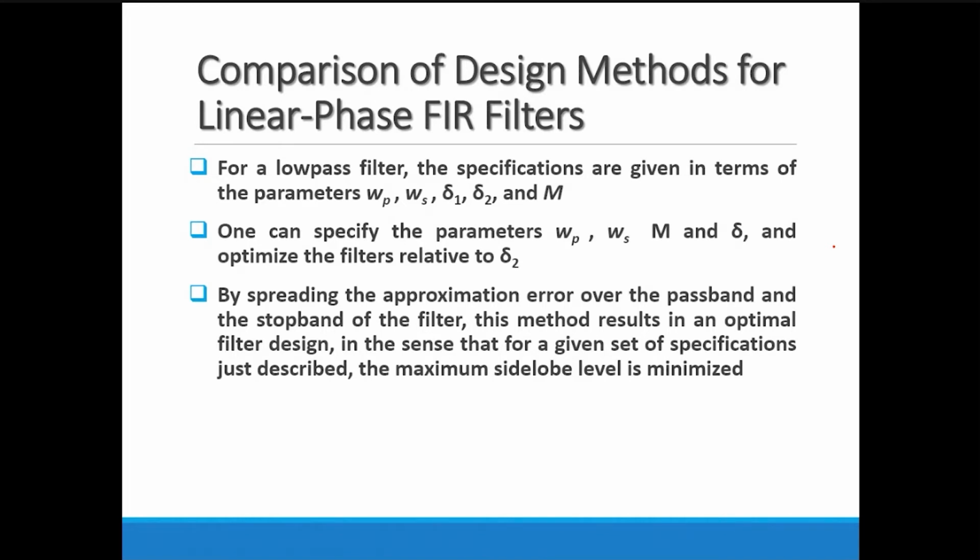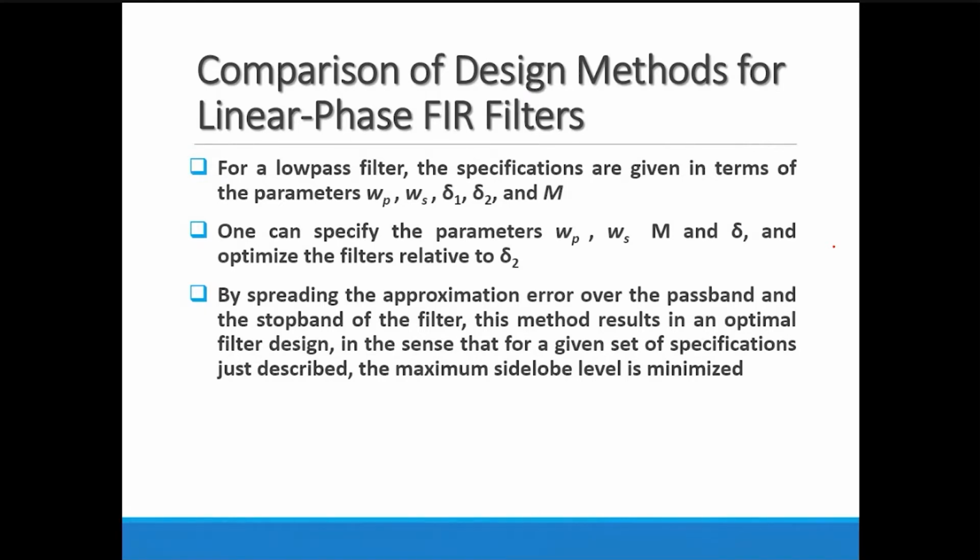So the Chebyshev filter method works like this: spread the approximation error, whatever approximation error there is between your desired response and actual response, over the passband and stopband of the filter. So that error is spread equally. So this method results in an optimal filter design in the sense that for a given set of specifications described above, the maximum side lobe level is minimized compared to the other two methods. So the Chebyshev approximation method is more preferable compared to these two.